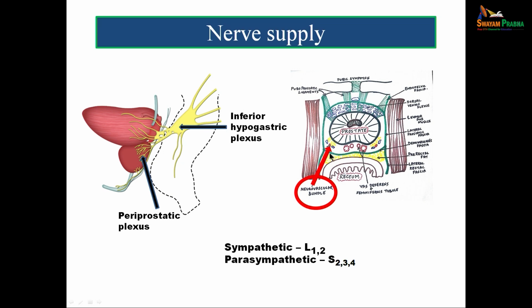The neurovascular bundle present here will supply the prostate, and along with this it supplies the vas deferens, the epididymis, the seminal vesicle, the ejaculatory duct, the prostatic, membranous and penile urethra, corpora cavernosa and corpora spongiosa, other than the prostate. So, this neurovascular bundle should be kept in mind while doing prostatectomy, because injury to this bundle can result in impotence because of the nerve supply lost to various other organs supplied by these nerves.